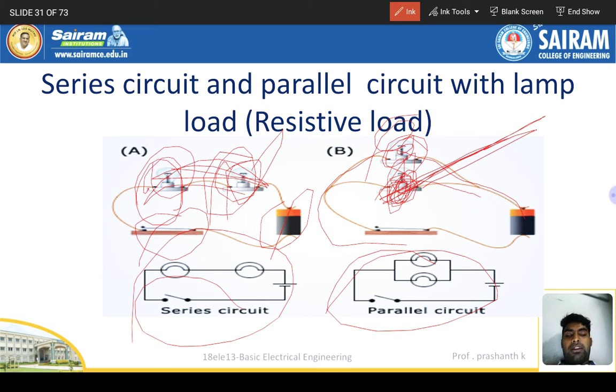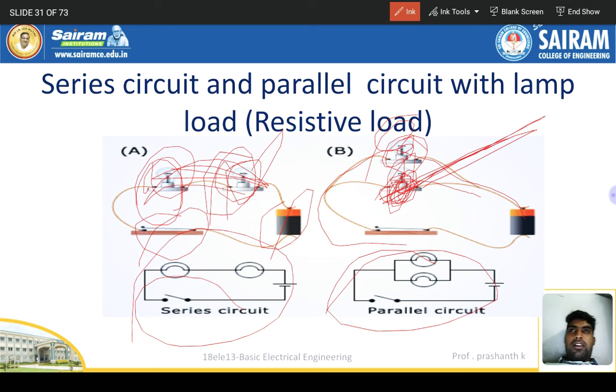Sometimes they'll ask a viva question: in your home, is it a parallel connection or a series connection? Even though the supply comes from the poles and the transmission lines, that is parallel, okay, not series. So you can ask me where we are using series connection.